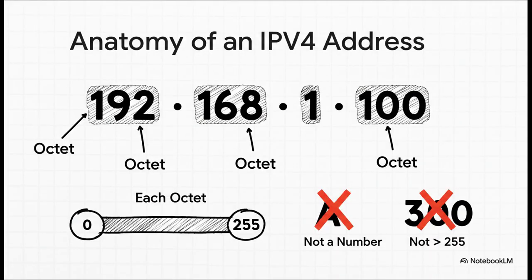So what does one of these IPv4 addresses actually look like? Well, it follows a very specific set of rules. It's always 4 numbers, and they're always separated by dots. Each of those numbers is called an octet. And here's the key. Each octet has to be a value somewhere between 0 and 255. That's it. No letters, no weird characters, and absolutely no numbers higher than 255.